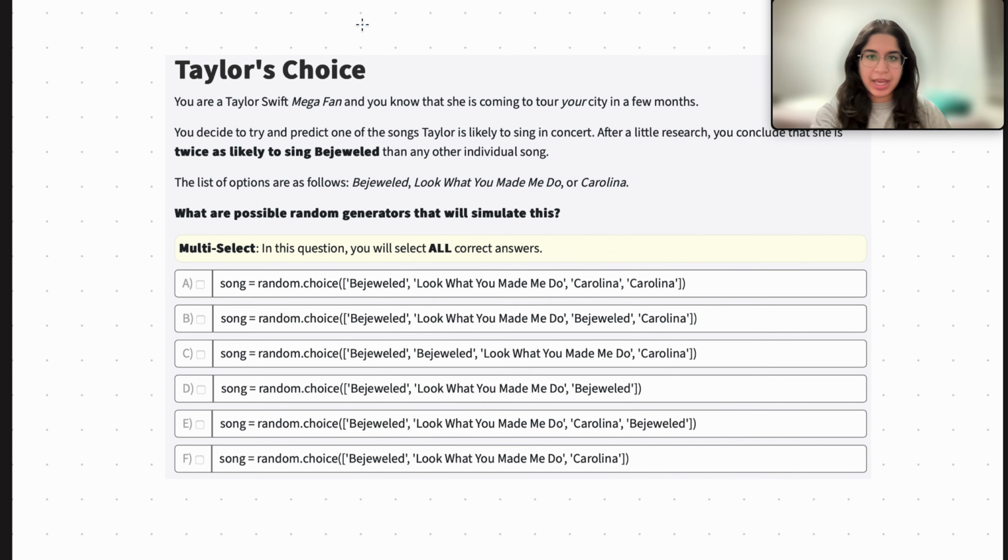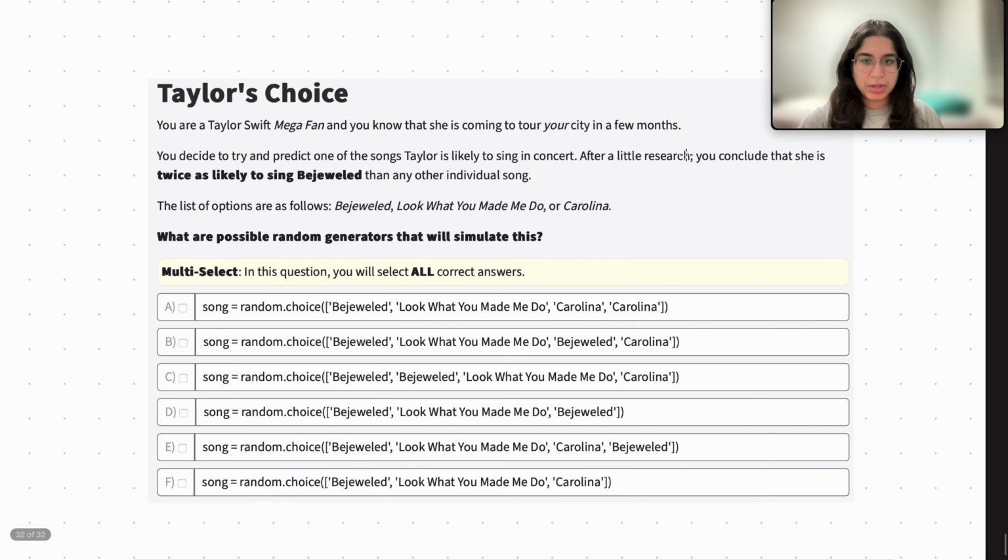Here we have: you decide to try and predict one of the songs Taylor is likely to sing at a concert. After a little research, you conclude that she is twice as likely to sing Bejeweled than any other individual song. So basically the probability that Taylor sings Bejeweled is twice as likely as any other song, right?